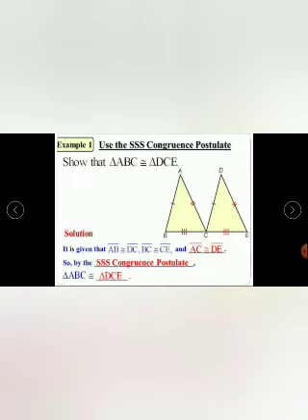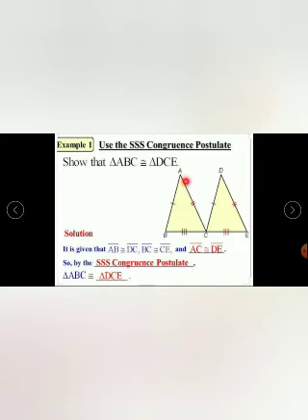See, here two triangles are given, and using SSS congruence, we need to prove these two triangles are congruent. Here in the figure, they have not written the length, but instead they have given you marking. That marking means here one marking is given. That means that side AB and side DC are equal.